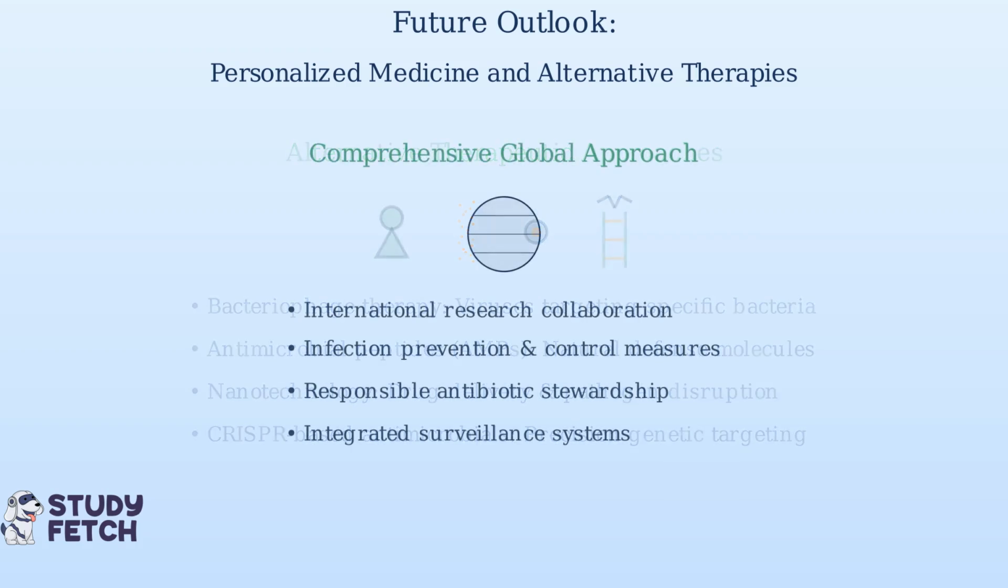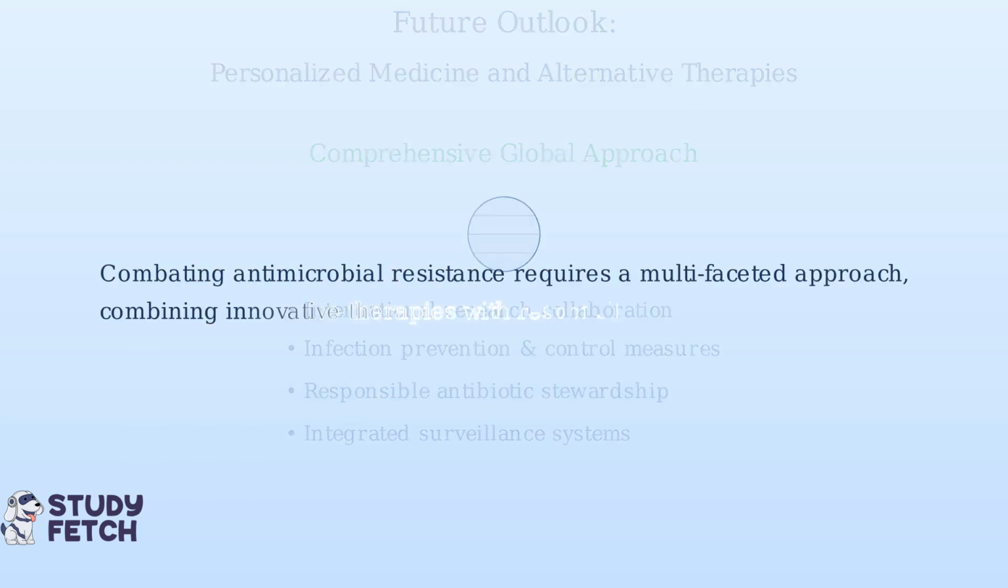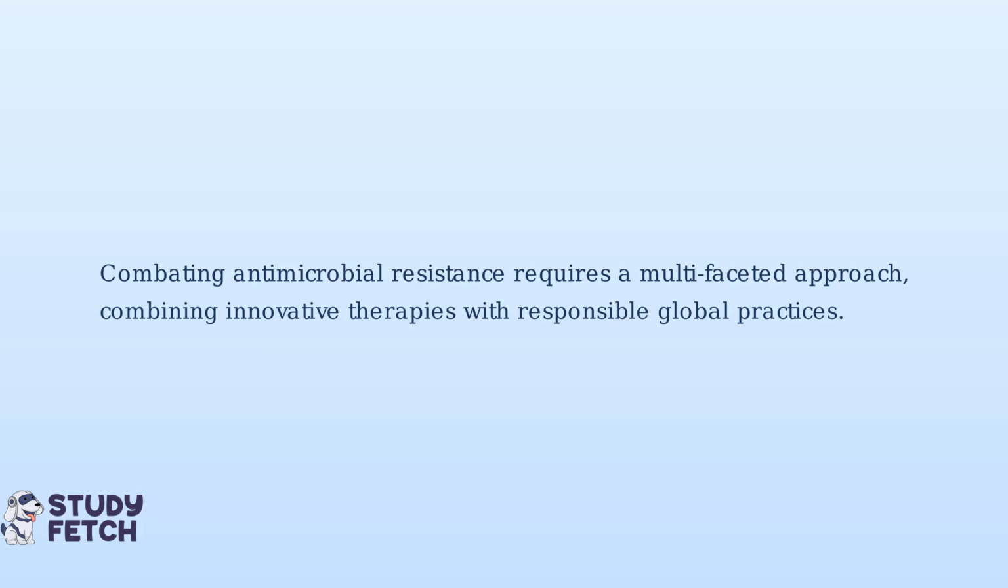Addressing antimicrobial resistance requires a comprehensive global approach with coordinated efforts. This includes international research collaboration, strengthened infection prevention measures, responsible antibiotic use, and integrated surveillance systems to monitor resistance patterns. Combating antimicrobial resistance requires a multifaceted approach, combining innovative therapies with responsible global practices.